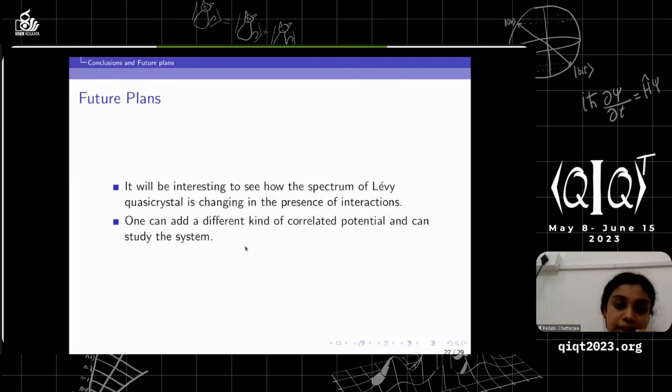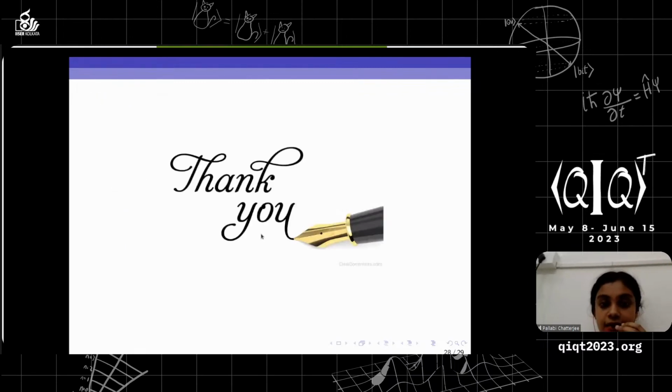So the future plan is that we can add electron-electron interaction in our system and see how the nature of the system changes, and we can add a different kind of potential. Here we used a special kind of incommensurate potential, but we can change the potential, use different kinds of correlated potential, and study the system with that. Yes, thank you.